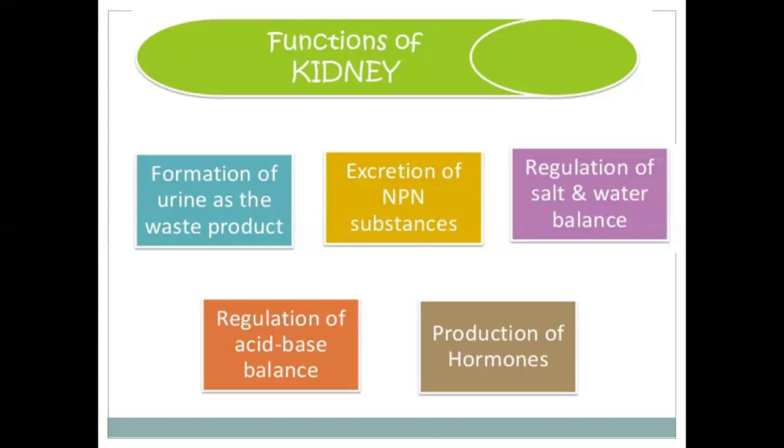Then kidneys, they play a role in the activation of vitamin D. Vitamin D is formed from cholesterol. In the cholesterol, there's 7-dehydrocholesterol, which on exposure to sunlight is converted into cholecalciferol. This cholecalciferol, then it is transported to the liver, where it is hydroxylated at carbon number 25, and it is converted into 25-hydroxycholecalciferol.